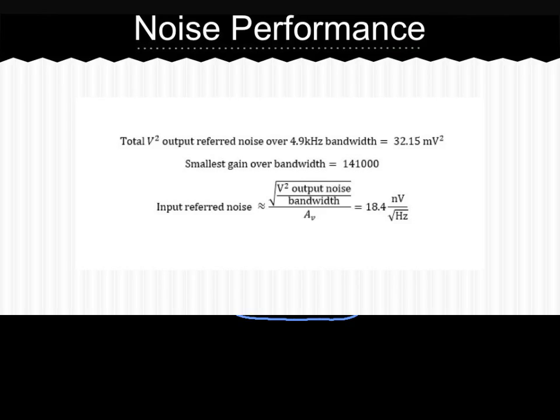Next, we use a noise performance tool in Multisim to get the output referred noise over bandwidth. Then we can approximate the input noise by taking the output referred noise over gain. And we get an input referred noise of 18.4 nanovolts over the square root of hertz.